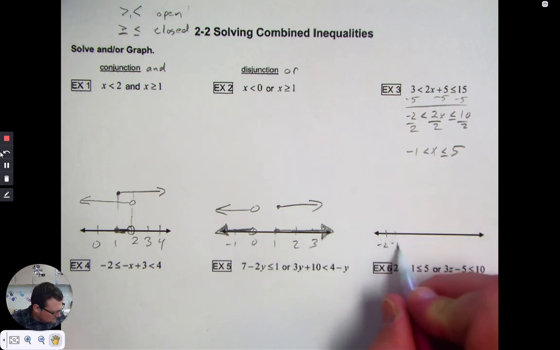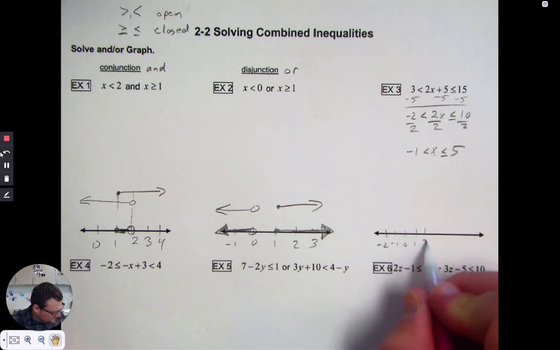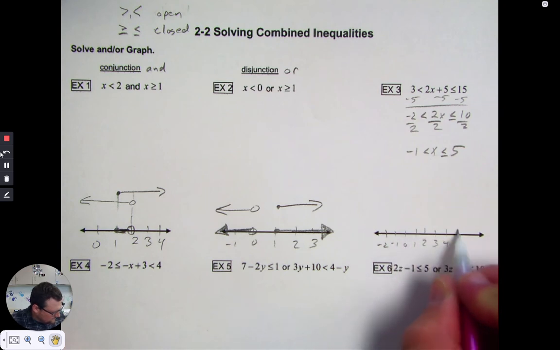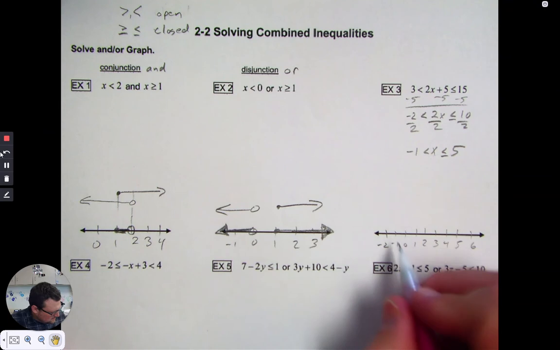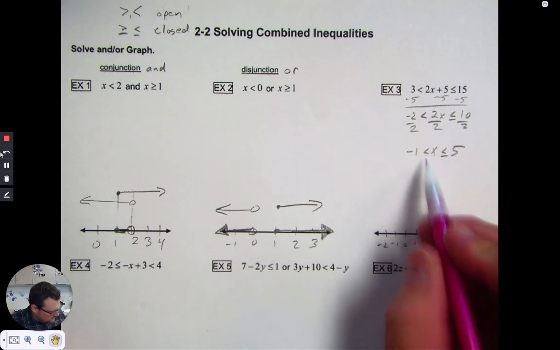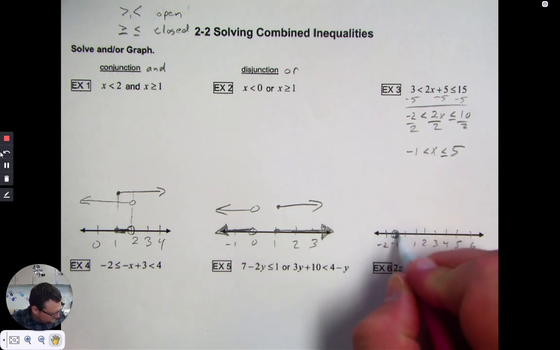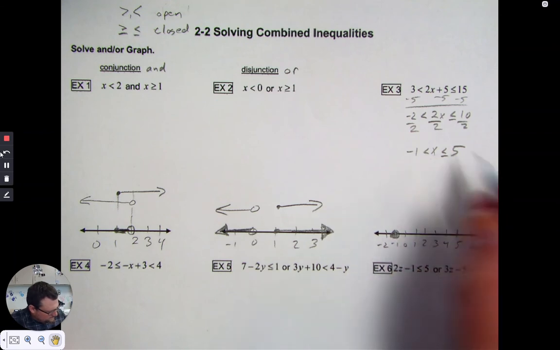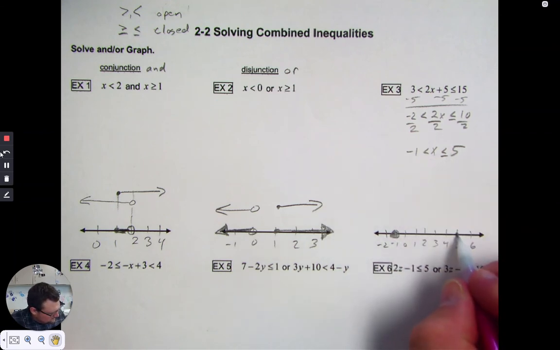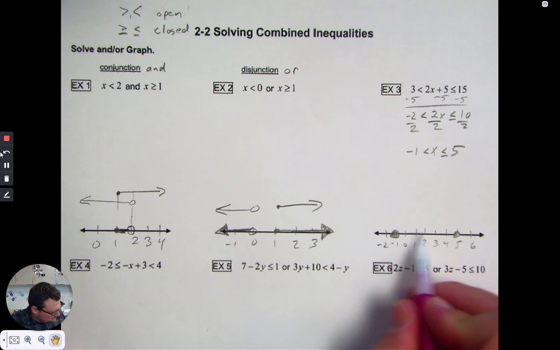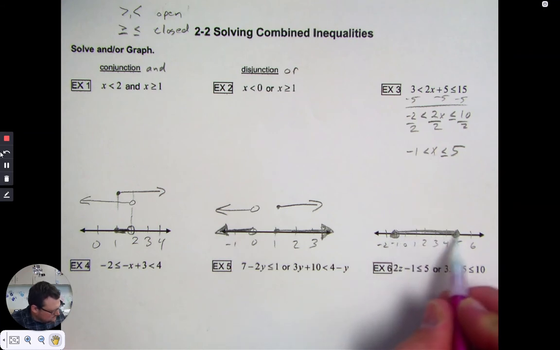So negative 2, negative 1, 0, 1, 2, 3, 4, 5, 6. Open circle at negative 1 because it's just a less than. Closed circle at 5. And then we just simply fill in the in between.